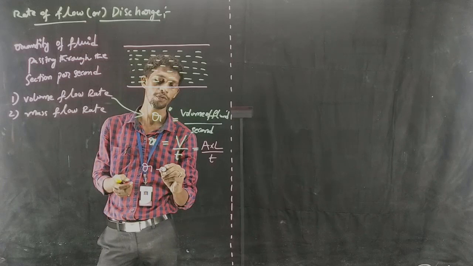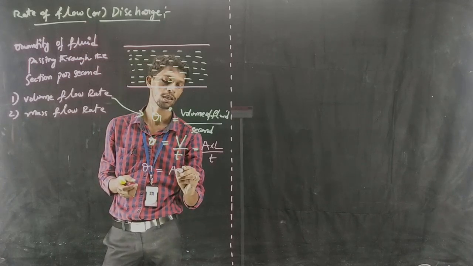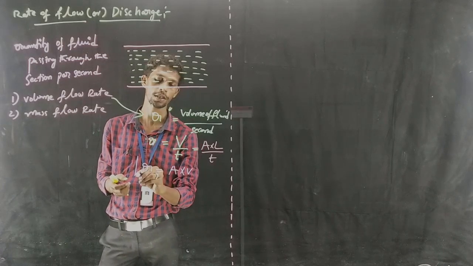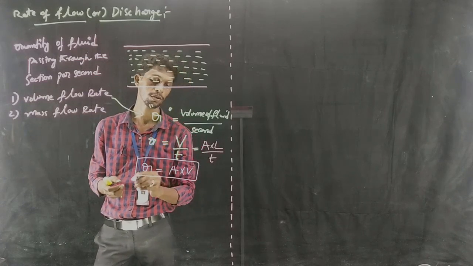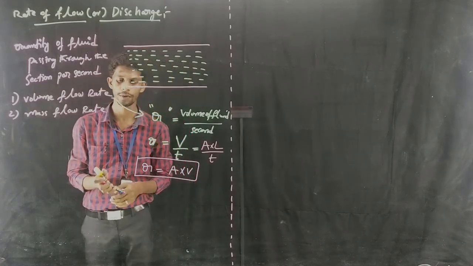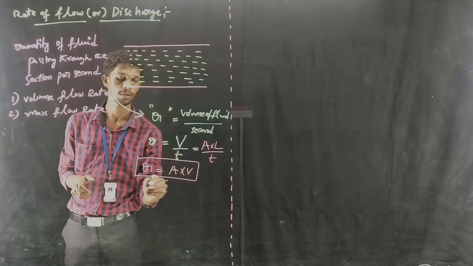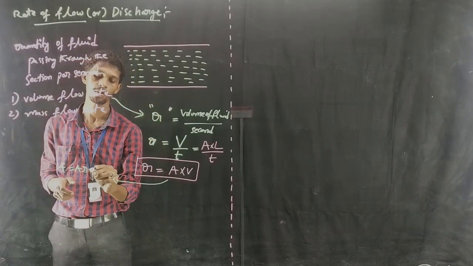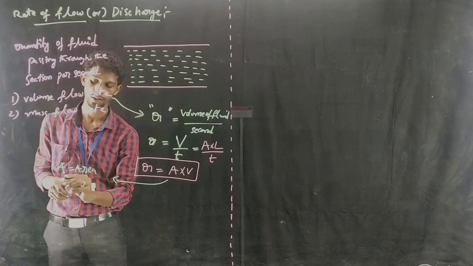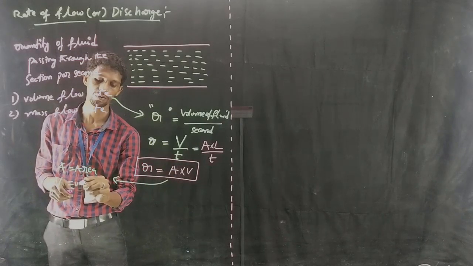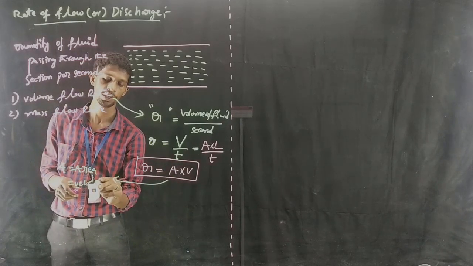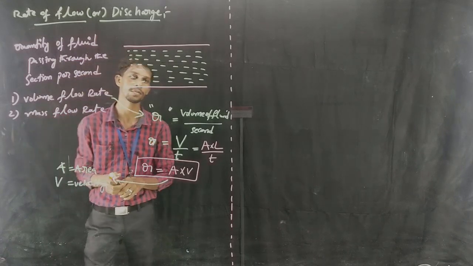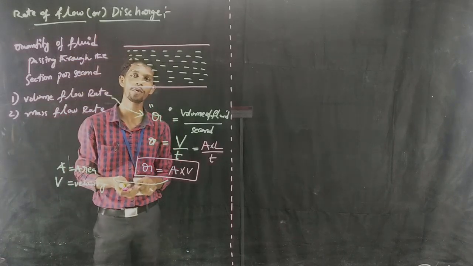Here length by time gives you the velocity. So what is the formula for Q here? Area into velocity. So Q is equal to AV, where A is the area and V is the velocity of the fluid in that pipe section. Right, this is about volume flow rate.